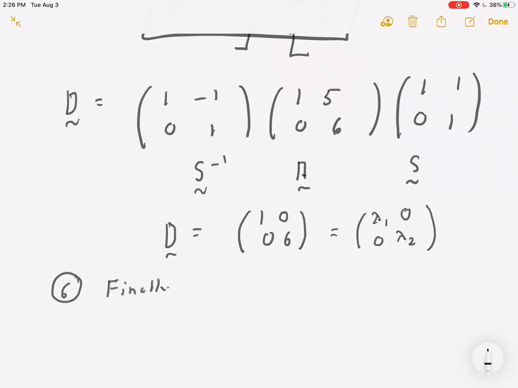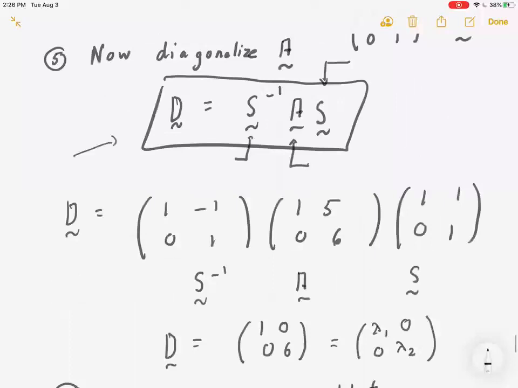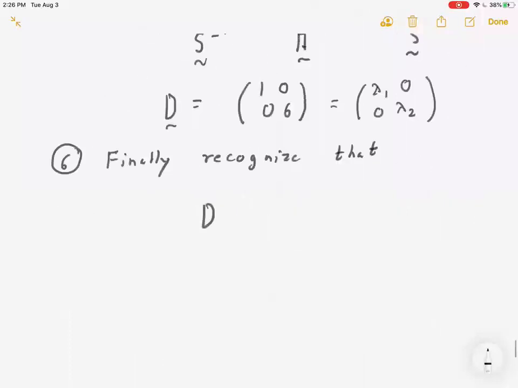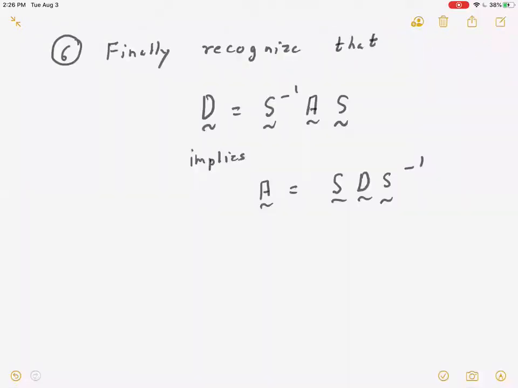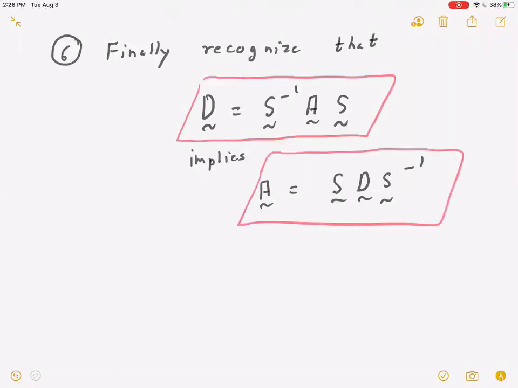Finally, let us recognize that our expression here for how you diagonalize a square matrix is this. As we saw previously, this implies that A and D also obey the following relationship. So those two guys are important. Let's highlight them. So two different ways to say the same thing.